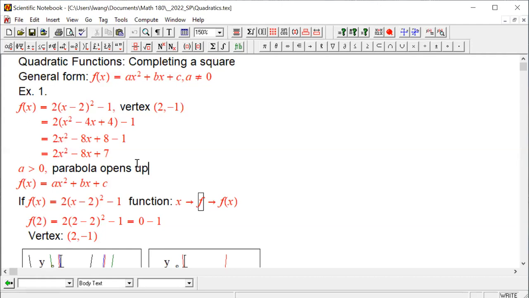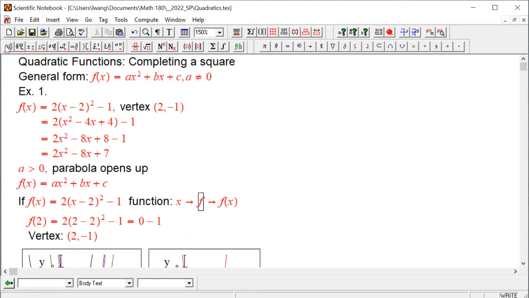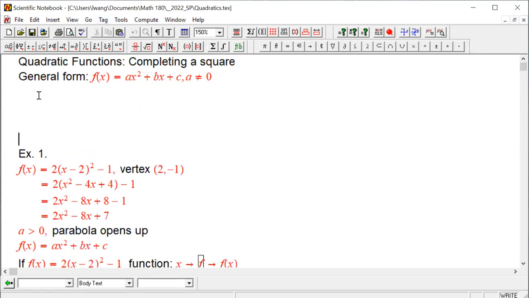Now regarding parabolas, there's a lot of information we can tell when a general form is given. But in the case we're given a perfect square form, a lot of things become easier. But what if we're not given a perfect square form and we want to make it a perfect square form? That's the title of this section. But first things first, we're going to write down our observation from just now.